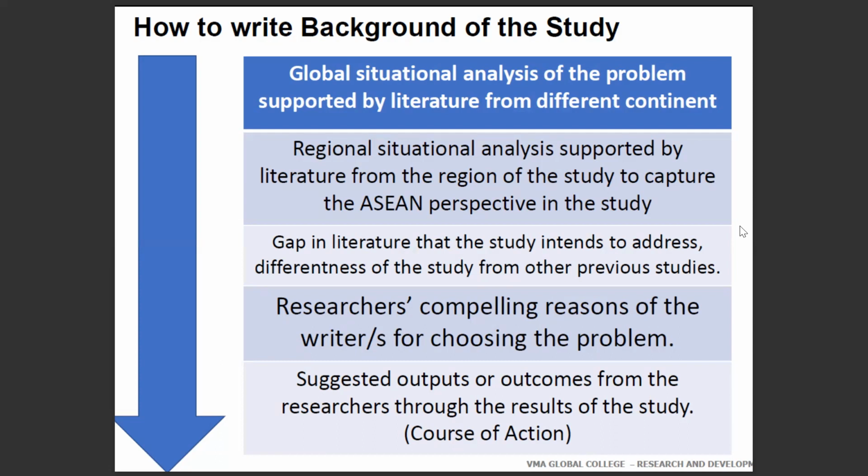So this is like an inverted triangle from general to specific. First, we look over different literatures pertaining to our concept in a global setting, followed by the local or regional setting in Asia, and especially the Philippines, of course. We need to identify the gap based on the literatures that we reviewed, followed by a strong compelling reason, and the last would be our course of action or our specific output or outcomes that we need to suggest based on the result of our study.